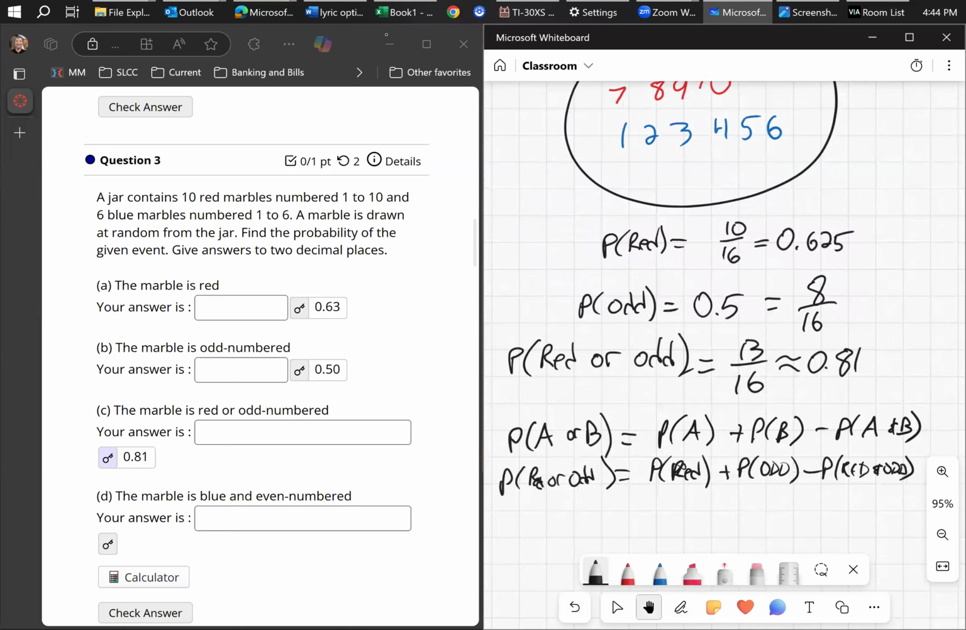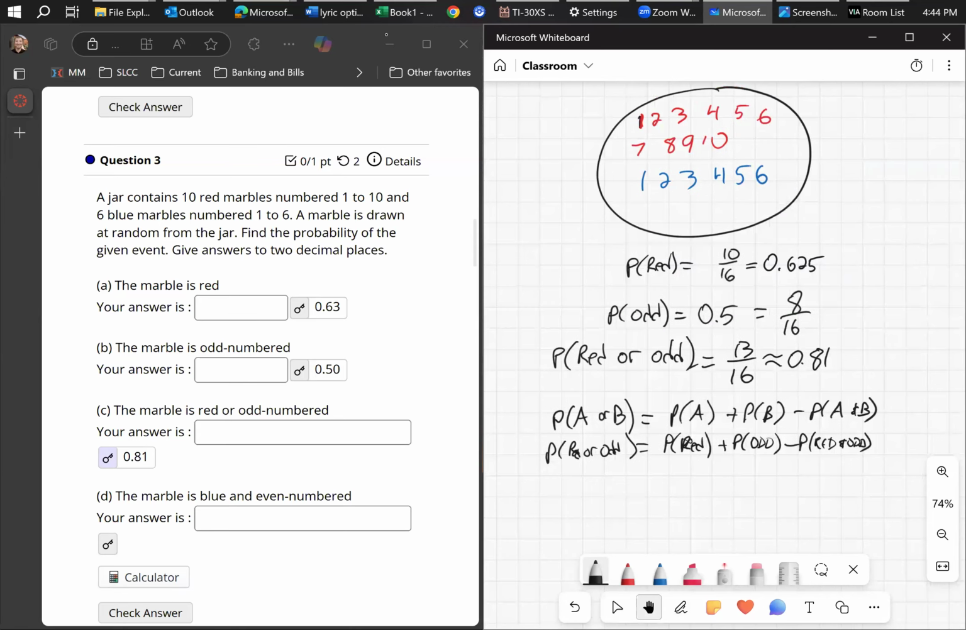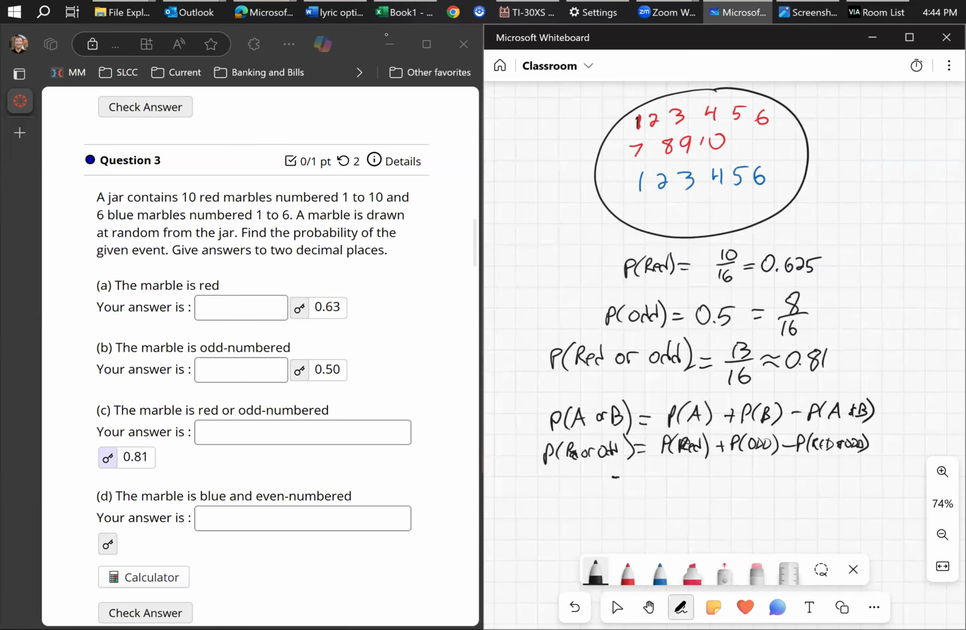Okay, what does that look like? Scroll down, there we go. Probability of red, there's 10 out of 16, plus the probability of odd, there's 8 out of 16. Those were our first two questions. We already had those answers. Minus the probability of red and odd. Which ones are red and odd? 1, 2, 3, 4, 5.